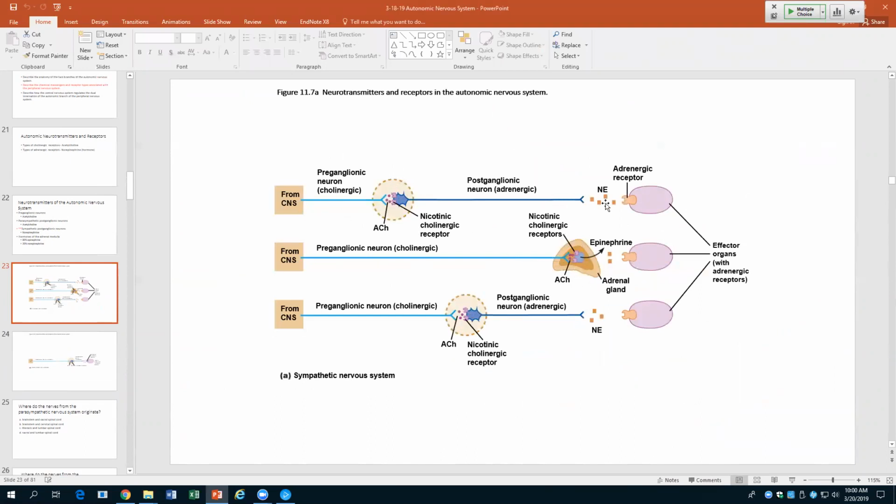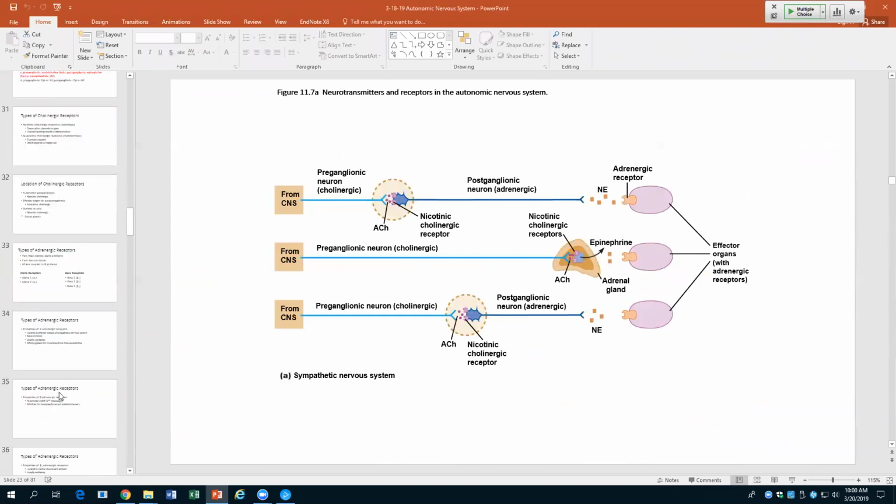When we look at the neuroeffector junction, which is between the effector tissue and the postganglionic neuron, it's not a traditional synapse. We don't have a single neuron talking to that tissue. We have that neuron ending with a bunch of swellings, and those swellings will release neurotransmitter, and it will diffuse across to that effector tissue. Okay? Let's move back here.